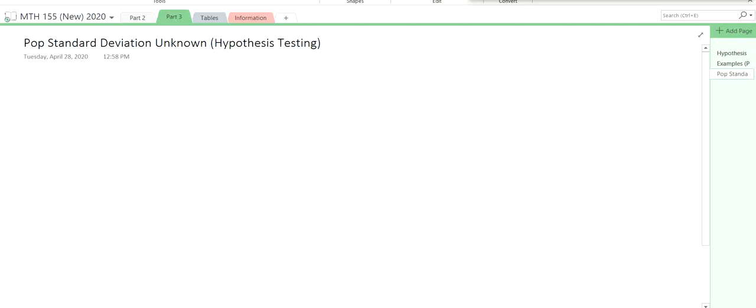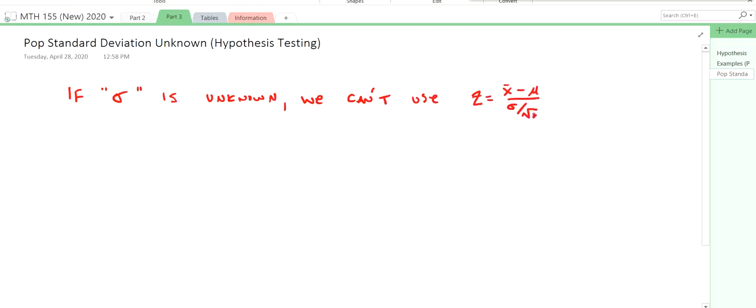So we've learned how to test for a single mean when the population standard deviation is known. But what about the more common case where the population standard deviation is unknown? What would we do? Well, if the population standard deviation is unknown, first off, we can't use z equals x bar minus mu over sigma over square root of n because we don't know what sigma is.